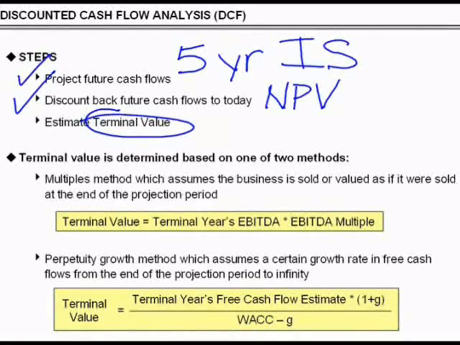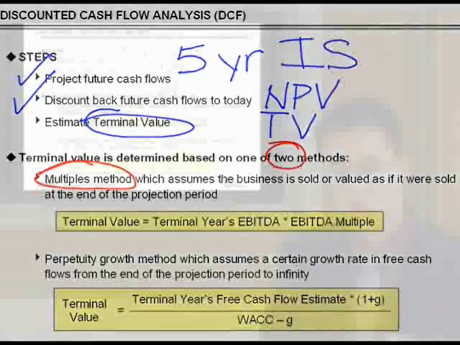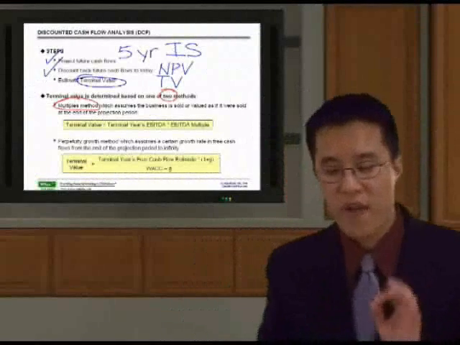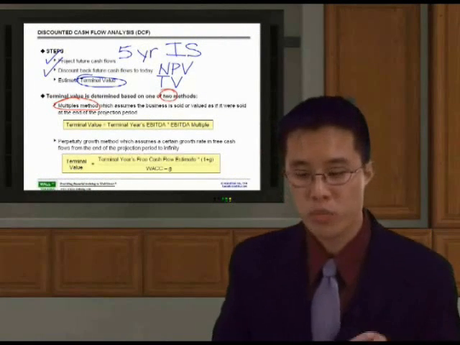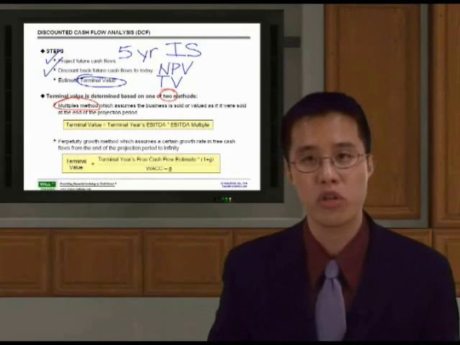Now, again, you've got your cash flows and you've got your terminal value, and the sum of those two makes up your discounted cash flow analysis. That's your discounted cash flow value. Now, there are two ways to determine your terminal value. The first way is the multiples method. This multiples method values your business as if the company were to be sold at the end of the 5 years, or the terminal value.